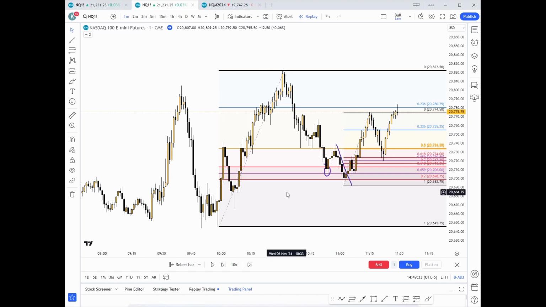So again, to reiterate, we're not just looking at random fib lines on a chart. We're not just saying, okay, let's get long at these areas regardless. We want to understand how price moves, what our highest probability trading areas are going to be and why, right?